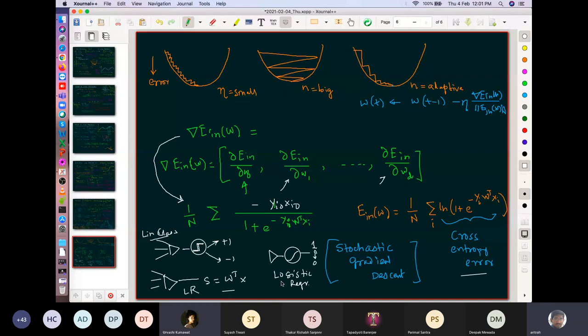If you have questions, I can answer. So we will take some initial value of w, right? Yes. Usually some random initial values of w's are taken. Okay.